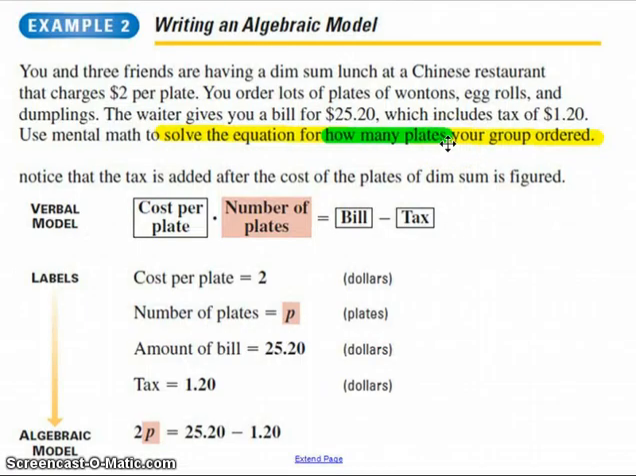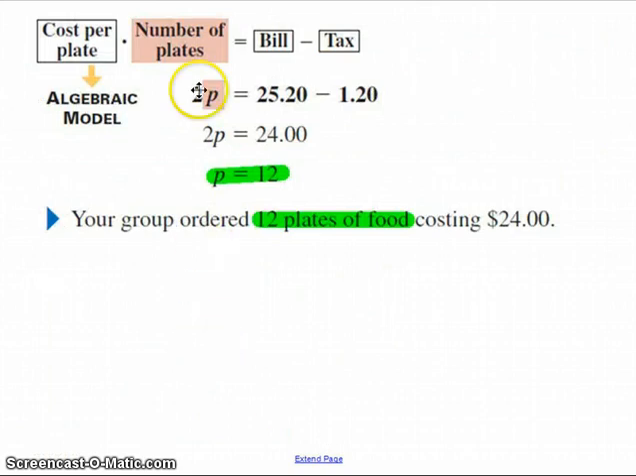So, if you're supposed to solve the equation to find how many plates there are, you're not done here. You're supposed to get to an equation and then figure out what P is. Okay, so here we are. They've worked it out. 2P is equal to 25.20 minus 1.20, or in other words, 2P is equal to $24. If you divide that by $2, you'll find that P is 12. Don't lose track of what you've done, though, here. P equals 12 is not your answer. Your answer is that you ordered 12 plates of food.